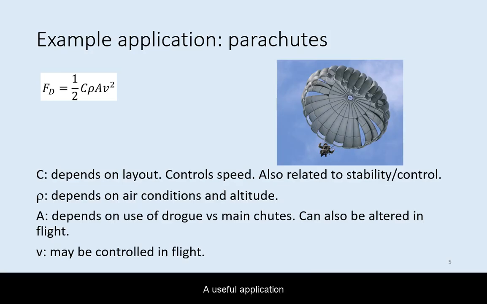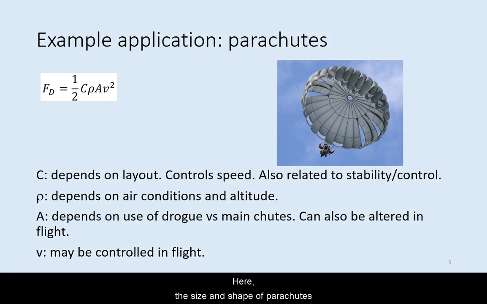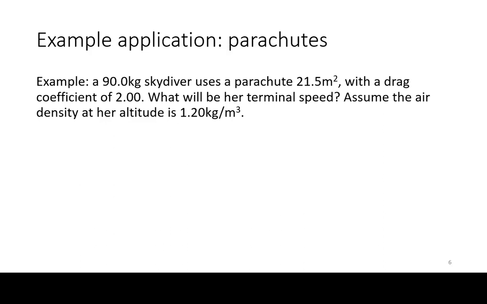A useful application of the drag equation is in parachutes. Here, the size and shape of parachutes can be determined both in design and control. For example, the area and shape can be different between drogue and main parachutes, and can even be changed during flight with control of holes and angle of attack. Here is a quick numerical example.